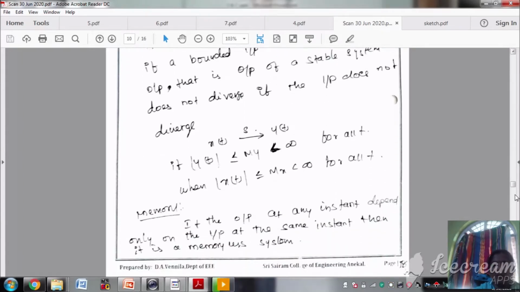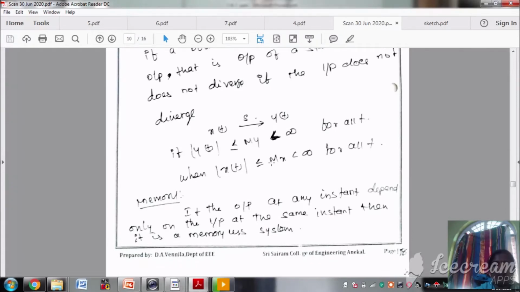Here x of t is your input and y of t is your output. If modulus of y of t is less than or equal to my, less than infinity for all values of t, when modulus of x of t is less than mx, less than infinity for all values of t. If x of t is less than infinity, then obviously your y of t is also less than infinity. This is about your stability.